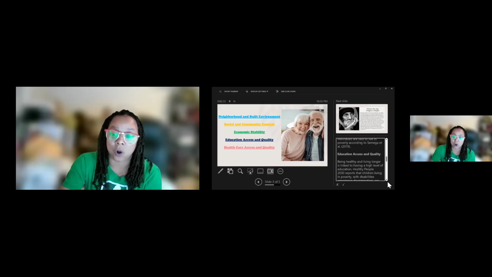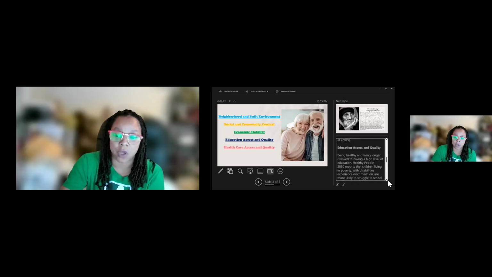Access to quality education is also one of the social determinants. Being healthy and living longer is linked to having a higher level of education. Healthy People 2030 reports that children living in poverty with disabilities experience discrimination, are more likely to struggle in school, and less likely to graduate or even go to college. This places them at a high risk of having lower paying jobs and health problems.